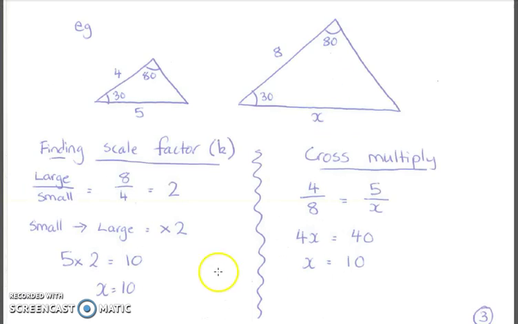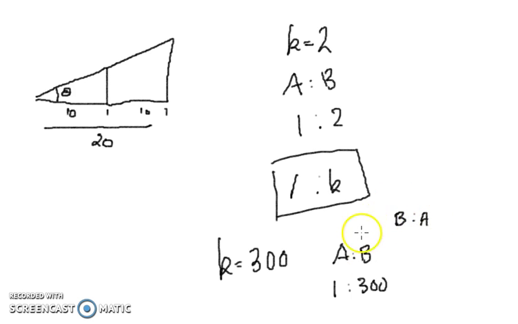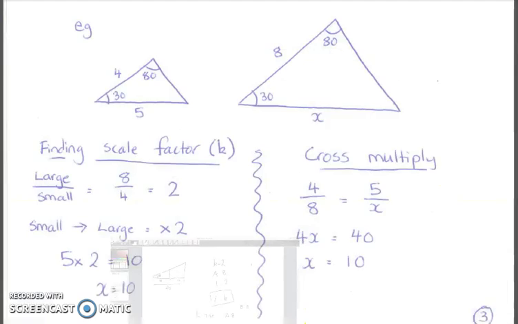So in our example, our k-factor was 2. That means for every 1 unit in the small shape, there's 2 more units in this shape, or it's 2 times that. So if we had, for example, our k-factor equaled 300, then from A to B, if we're going small to big, our ratio would be 1 to 300. So that's how we can express our k-factor in terms of a ratio. Be very, very careful just to check that it's not asking for the ratio of, say, B to A. Just read the questions very, very carefully.